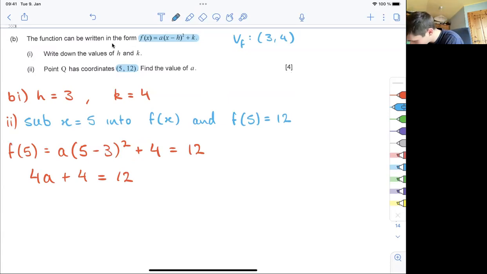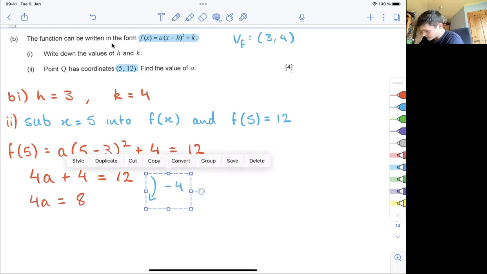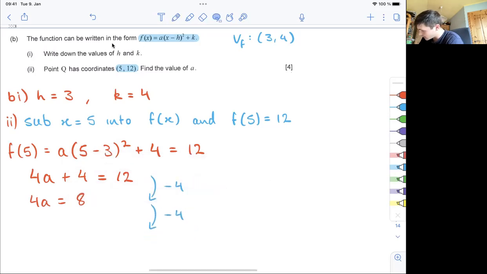And the way we're going to do that is just subtract 4 from each side. Okay, so from the left-hand side and the right-hand side, and that's going to give us 4a is equal to 12 minus 4, which is going to be 8. And then the next thing we're going to do is divide by 4. So we'll do that and divide by 4 on both sides.